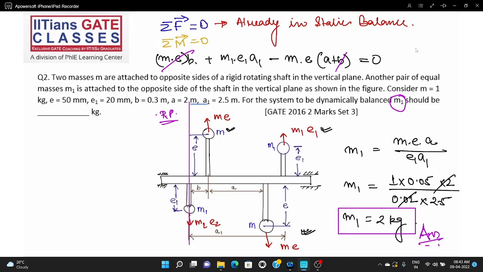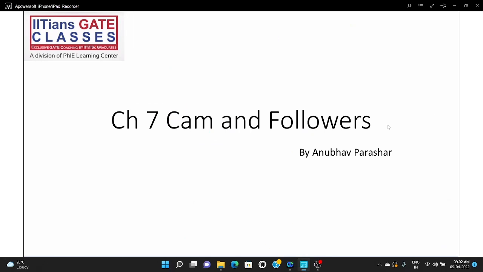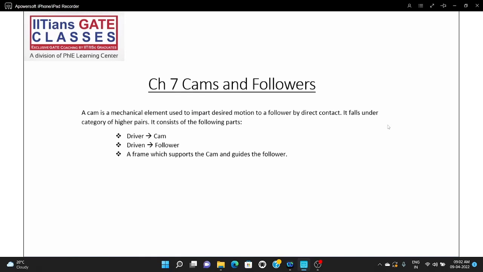So here we'll finish off balancing and we'll be starting the last chapter, that is cams and followers. Okay, let us start cams and followers. So what exactly is a cam? A cam is a mechanical element which is used to impart desired motion to a follower by direct contact.